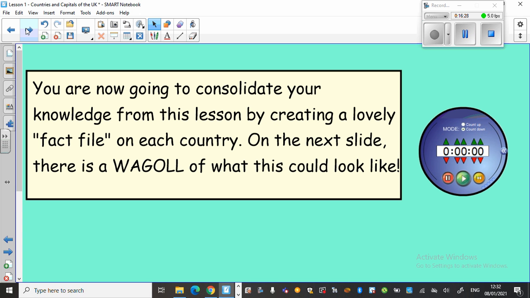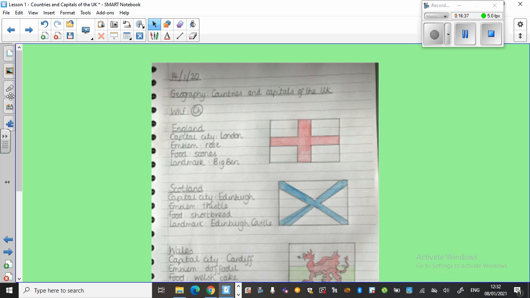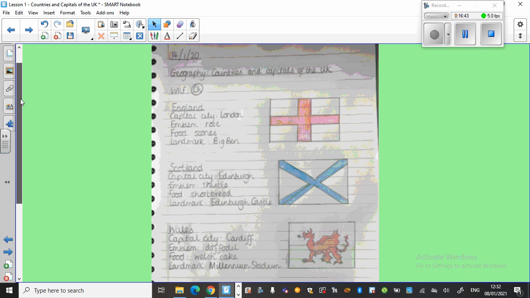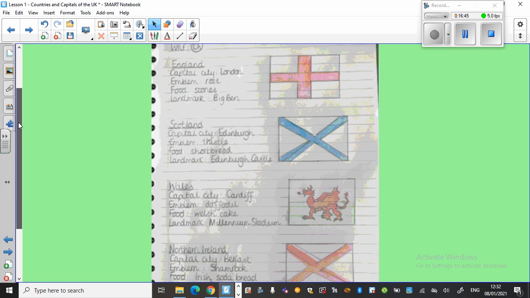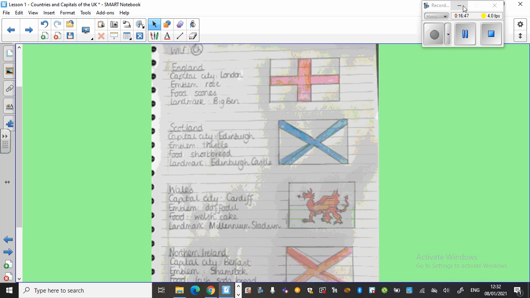So on the next slide, I'm going to show you a waggle. Remember, that stands for what a good one looks like, of what this could look like. So let me just show you the one that I did. Now, ignore the date. I did the date wrong. It was when we were originally supposed to teach it. But anyway, you'll have the right date, obviously. And this is what your fact files could look like.